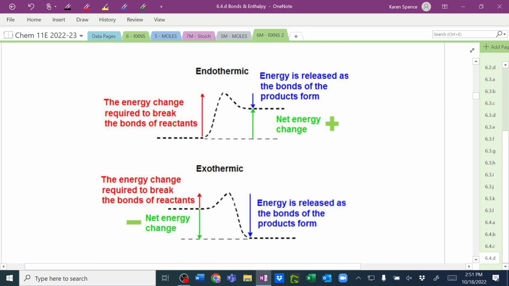Yes, so we have an endothermic reaction here. We had to break this much. And when we formed them, we got that much out again. So it took more energy to break them than we got back out.